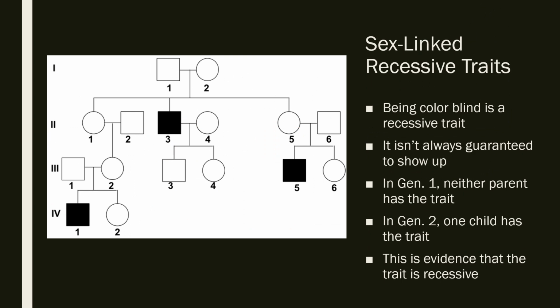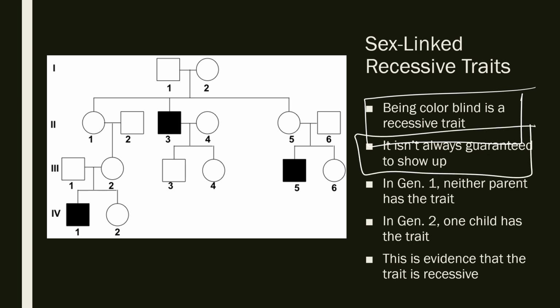Now, this next example is of a sex-linked recessive trait for being colorblind. Based on the background information, we know that being colorblind is a recessive trait. Therefore, it isn't always guaranteed to show up. What we notice is that in generation 1, neither parent has that trait. However, in generation 2, when these 2 individuals mate and produce offspring, they have one individual who is affected by colorblindness. This means that one of the 2 parents is a carrier. And even further so, we know for 100% fact that carrier is mom.